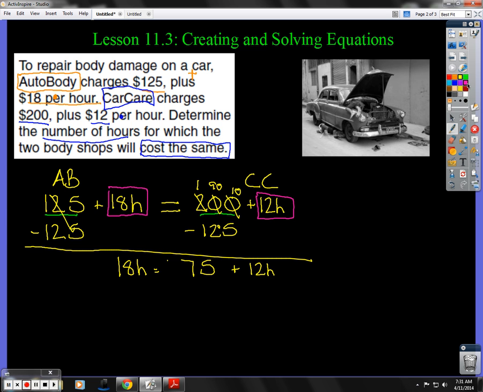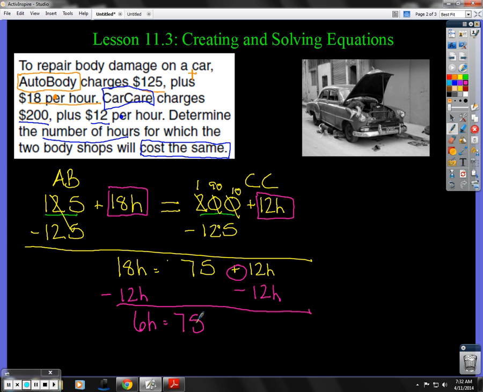Now, next thing I want to do, I want to get the H's to one side. Well, I can't bring the 18 H's here because I won't have an equation anymore. There will be nothing left over here, no term. I'll just have an expression. Keep this an equation. I'm going to subtract 12H from both sides. Why subtract? I see we're adding it. To get rid of it, I do the opposite. I'm going to subtract 12H's from both sides. Remember, combining like terms. I'm left with 6H is equal to 75.